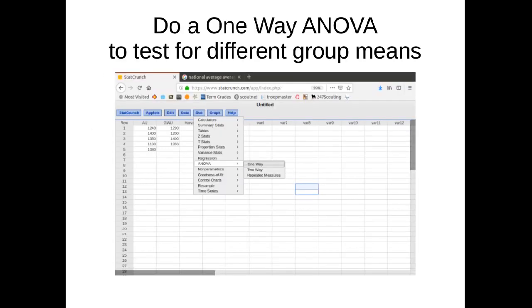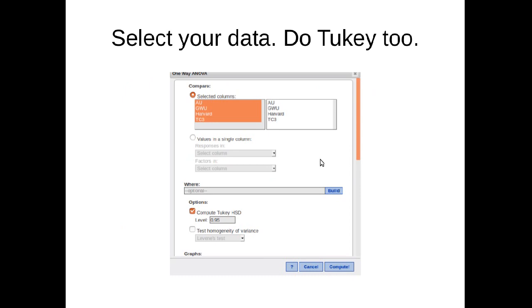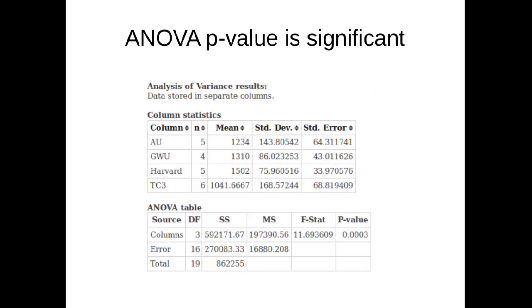We do one-way ANOVA to test for different group means. So you do Stat, ANOVA, One Way, you just do this in StatCrunch, you select your data, you do your Tukey test, and what do you get? This says the p-value is significant. Right here, this p-value says significance. However, when ANOVA comes out significant, it doesn't tell you which groups are different from each other. So it's somewhat meaningful, but it doesn't help.